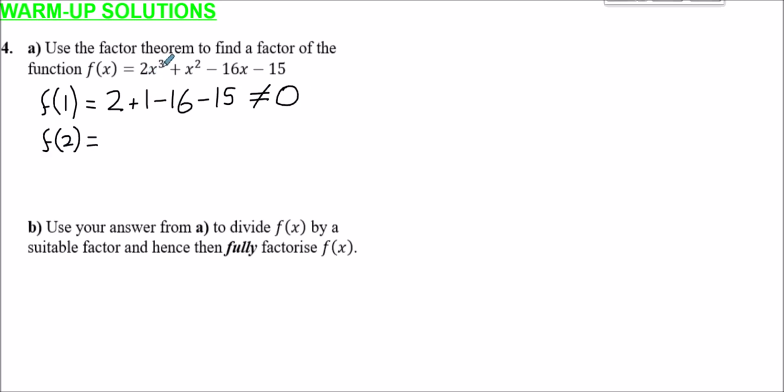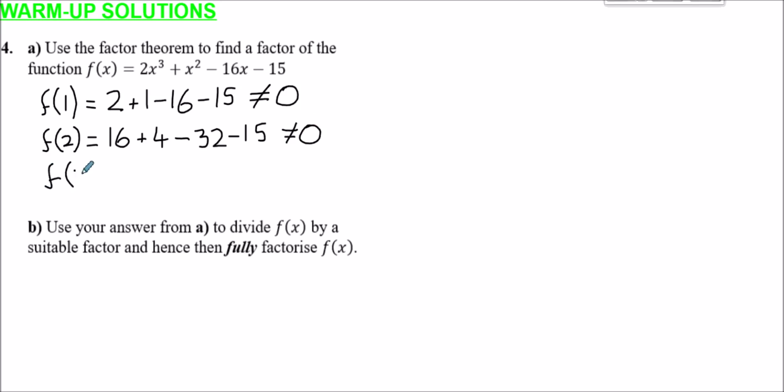2 times 2 cubed, well 2 cubed is 8, 2 times 8 is 16. Plus 2 squared, so plus 4. So far this is 20. But now we need to minus 16 times 2, so we're minusing 32, so it's gone negative again. And minus 15, it's even more negative, so that's not worked either.